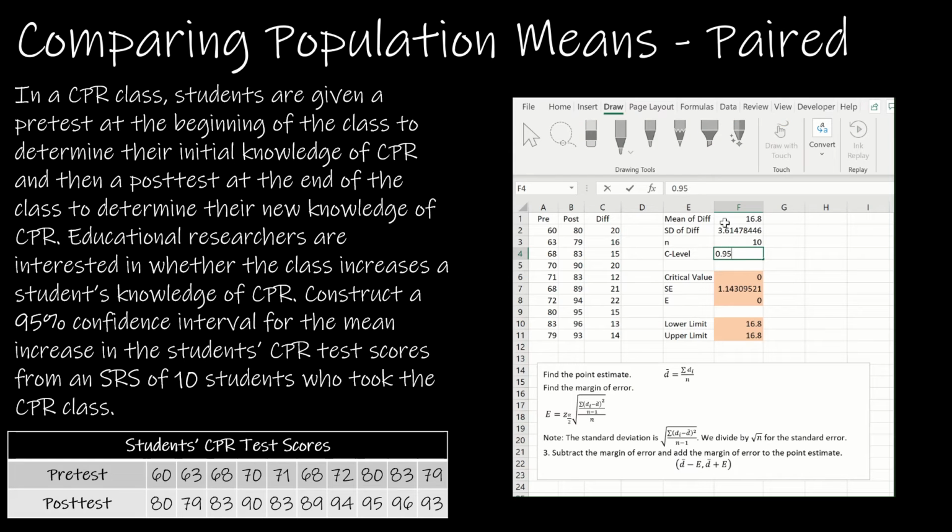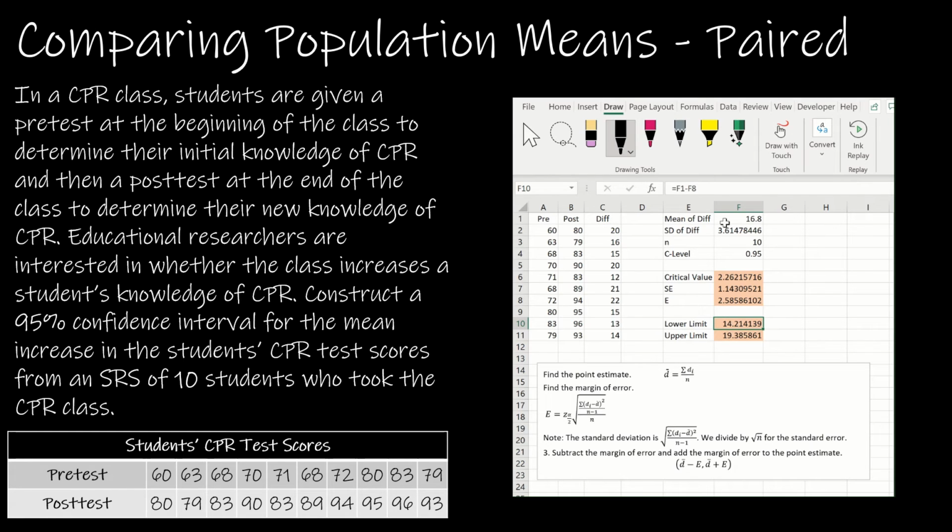And we're asked to find a 95% confidence interval. And in this case, again, we're looking at paired data because it's the same student at the beginning of the CPR class and then a post-test at the end of the CPR class, just to make sure that the CPR class is worth it and the student's knowledge has increased. And so I can see that the critical value is found for me, the standard error is found for me, the margin of error is found for me, and that my lower limit and upper limit is 14.21 to 19.39.